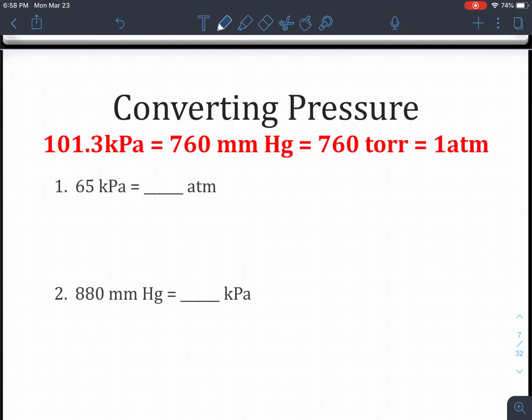Hey everyone, we're going to convert some pressures together. So as you can see at the bottom of page 3, there are a couple of pressures to convert into different pressures.